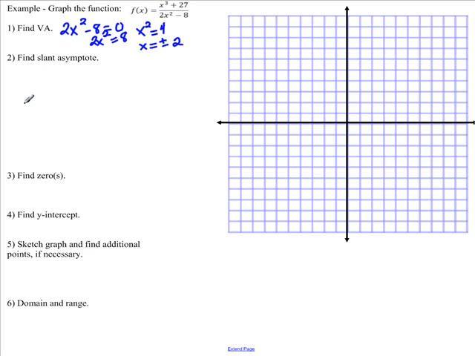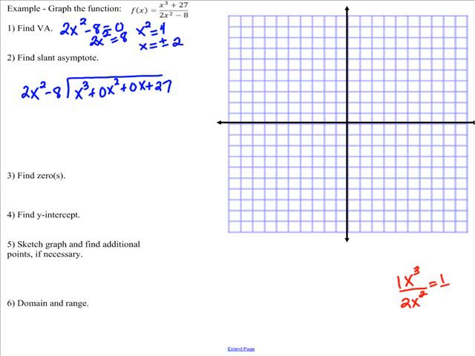Now to find our slant asymptote, we've got to divide 2x squared minus 8 into x cubed plus 27. So we can put in some placeholders here. So we say 2x squared into x cubed, which is ugly. If you need to, it might be easiest to think of it as x cubed divided by 2x squared. Well, that leaves just what? 1/2 x, right? Because with x cubed divided by x squared, we subtract exponents to get just an x. So that's a 1/2 x.